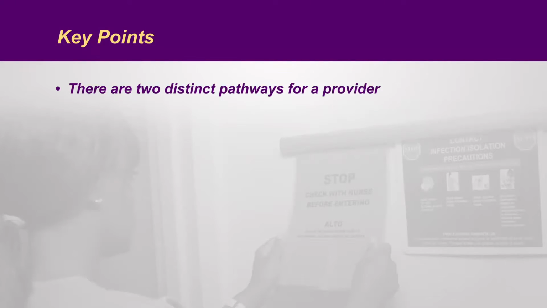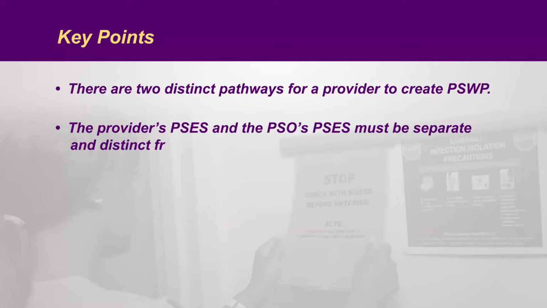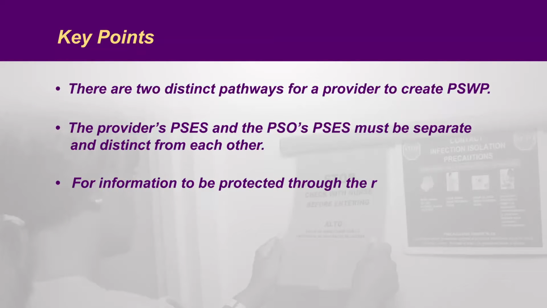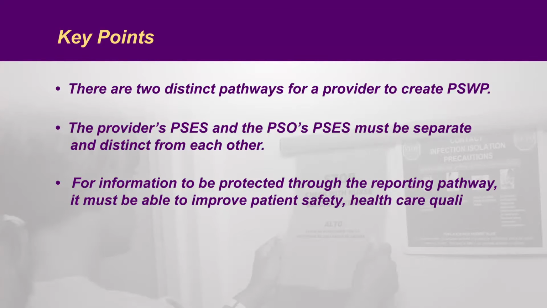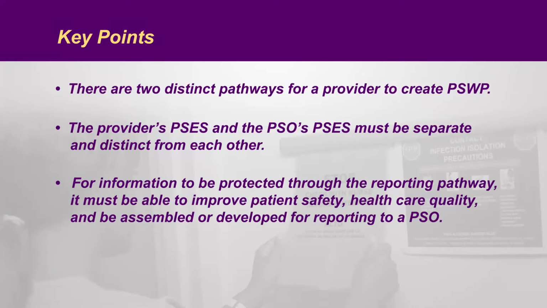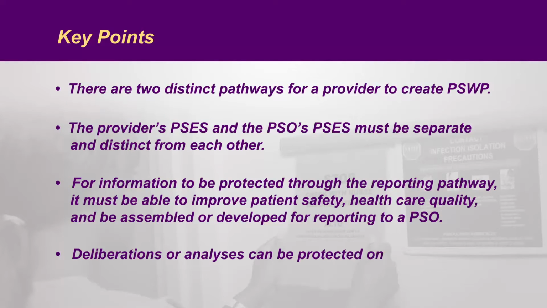There are 2 distinct pathways for a provider to create PSWP. The provider's PSES and the PSO's PSES must be separate and distinct from each other. For information to be protected through the reporting pathway, it must be able to improve patient safety and healthcare quality, and be assembled or developed for reporting to a PSO. Deliberations or analyses can be protected only if conducted in the provider's PSES.